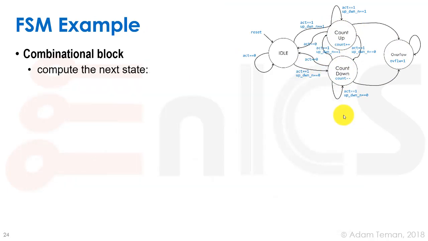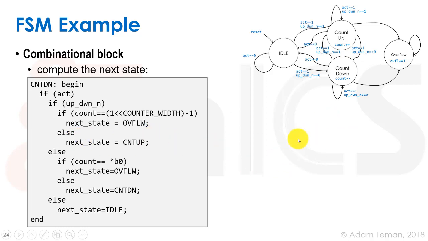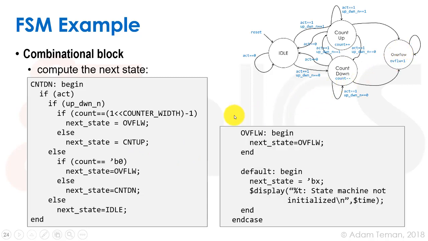Our description of count down is exactly the same, just with the conditions changed. If you saw before, I wrote B0, but we actually wanted a variable width. We could have written counter width B0, or we could just leave it empty, and Verilog will use this as an extendable 0. We could have also just written 0, and it would have been fine. Finally, we have our overflow state, and in our overflow state, we want to always stay in the overflow state. So in case overflow, next state will be overflow.